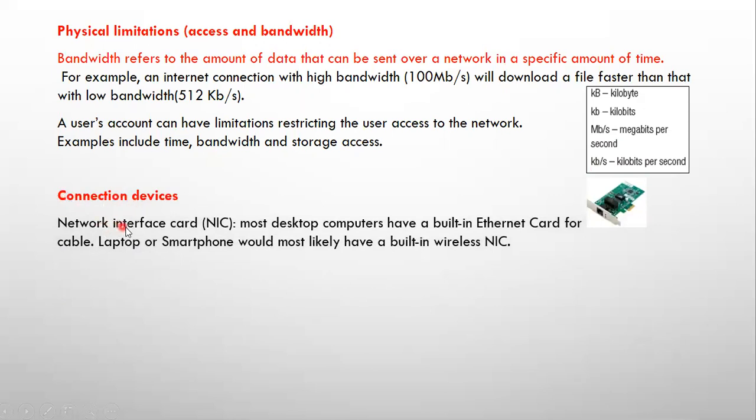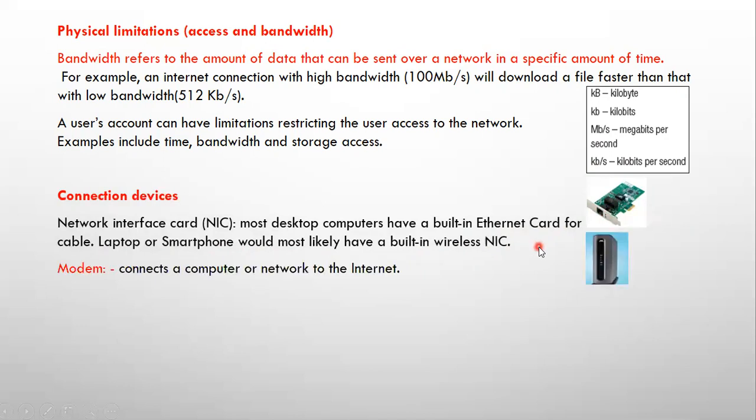Connection devices: the network interface card, your NIC. This is used on most desktop computers. They have a built-in Ethernet card. There it is here, and your cable fits in. There's a slot for your cable. Your cable fits into the port of the Ethernet card. Laptops and smartphones would most likely have a built-in wireless NIC. So the portable devices generally have wireless network interface controllers and also a wired one. So you can connect a laptop to the cable in a network.